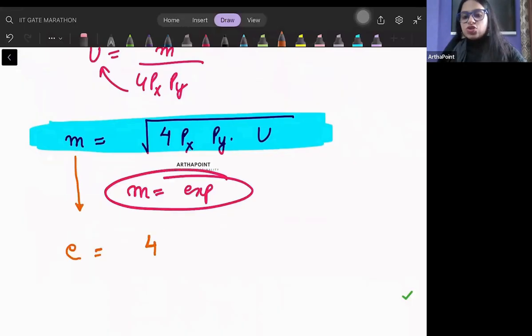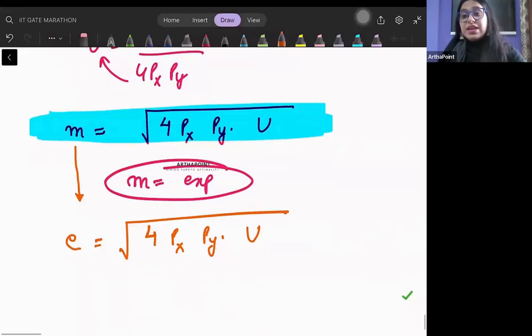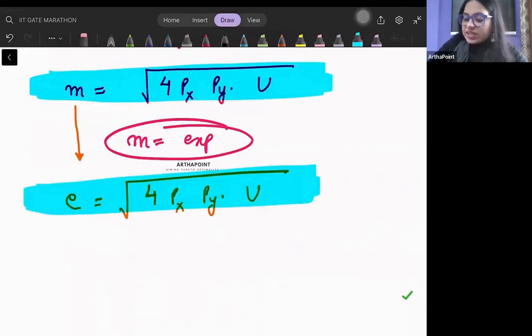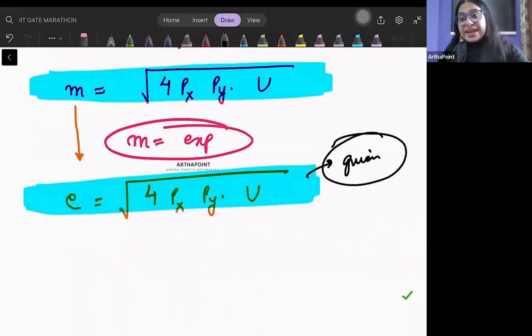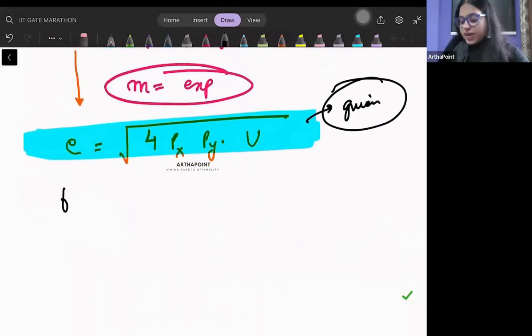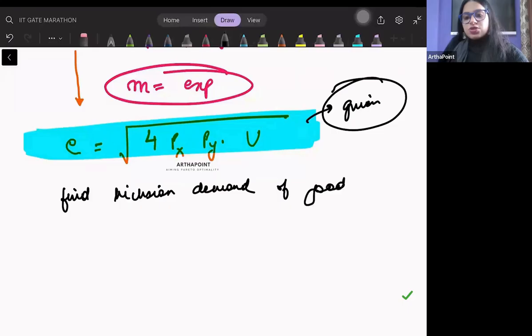तो मेरा expenditure हो जाएगा 4px py u under root. ये मेरा expenditure function है. In exam, you may be directly given this expenditure function. आपको directly ये given भी हो सकता है. So if you are directly given this, अगर आपको पहले ही दे दिया that let the expenditure function be under root 4x px py u, और उसके बाद उन्होंने बोला कि find Hicksian demand of good x, ऐसा कुछ बोल दिया बच्चे.